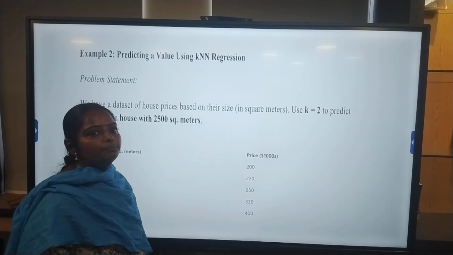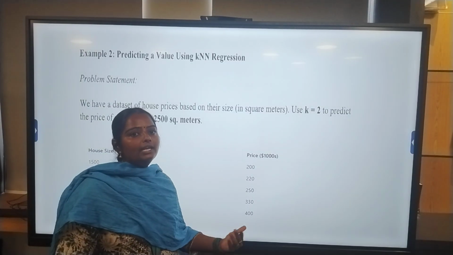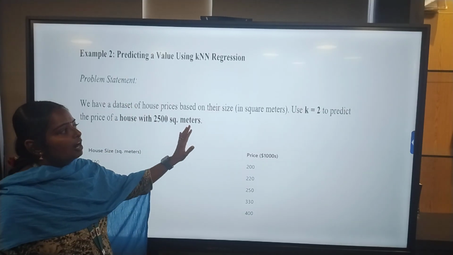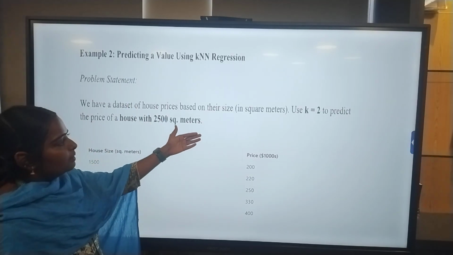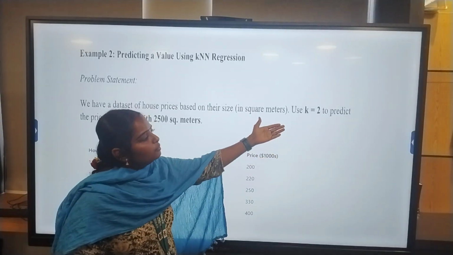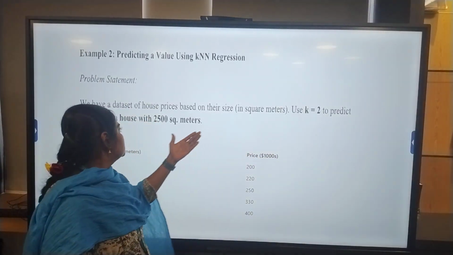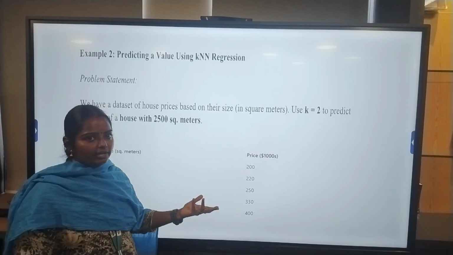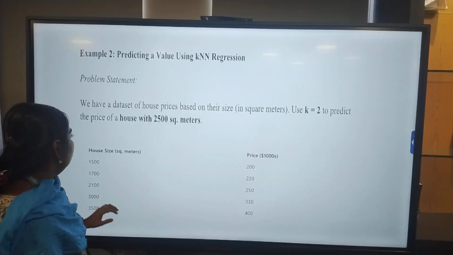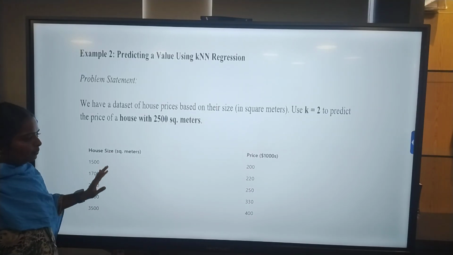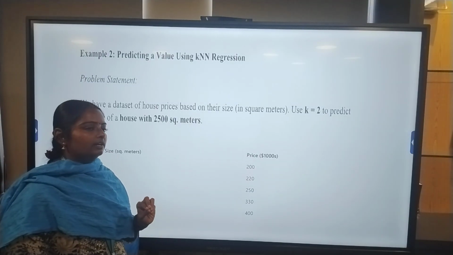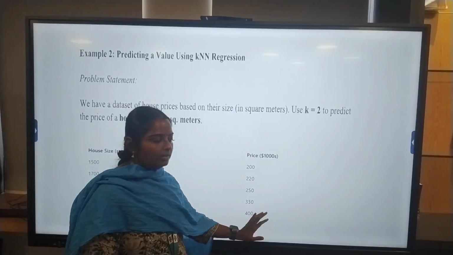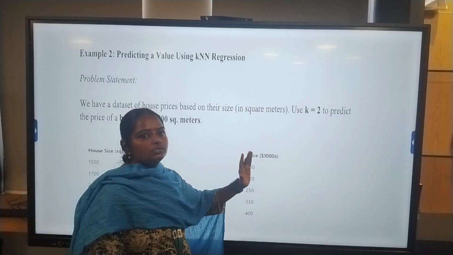Here I have to predict something with the help of KNN regression. The problem statement given here is a data set of house prices. All my values are represented in meter square. I am supposed to use the K value as 2, as per my question, to predict the price of a house with 2500 meter square. House size is presented in the question. Actually 5 values of house size are given, and the corresponding price is also given. The units are given here as $1,000.